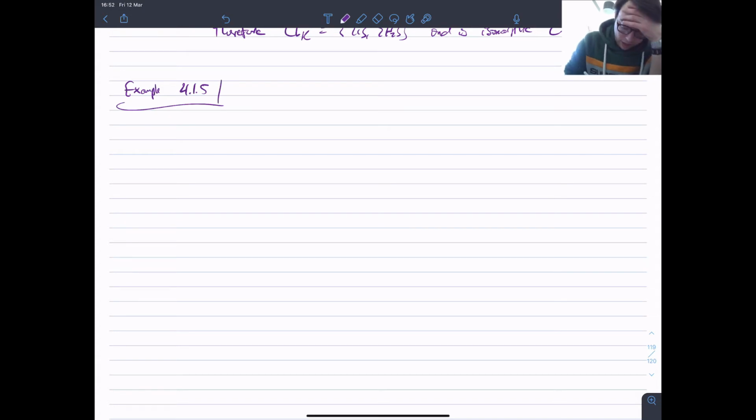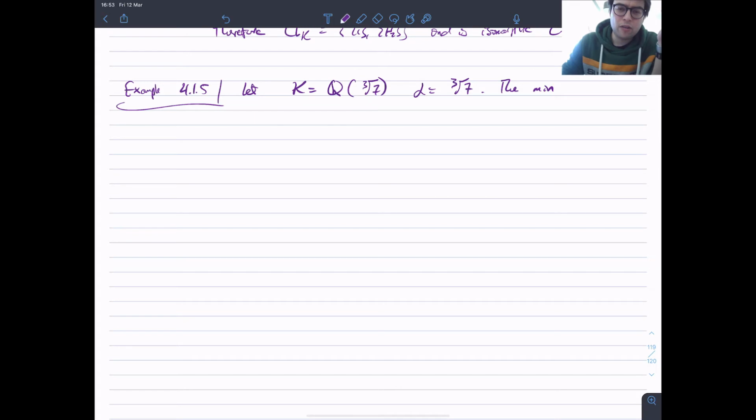Let's do this one. I'm going to take K to be some cubic field, Q adjoin the cube root of 7. Let alpha be the cube root of 7. Because this isn't a quadratic field, we don't have all the results already written for us, like what the discriminant is. Well, we can figure out the discriminant, but we don't know what the ring of integers is, and so on. So we have to do a little bit of thinking here.